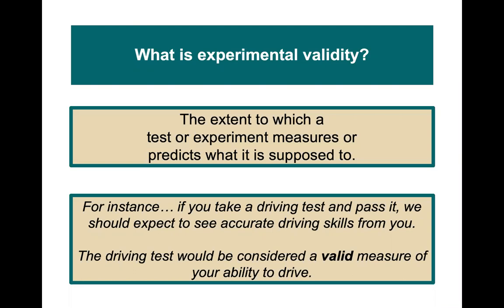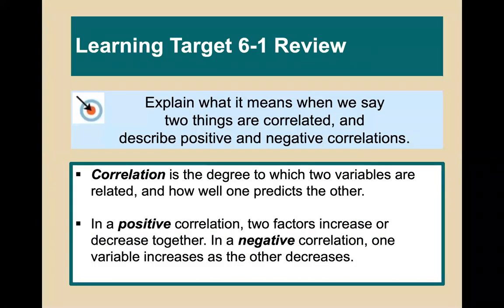So let's do a quick review of our learning targets from the beginning of this module. Explain what it means when we say two things are correlated, and describe positive and negative correlations. Correlation is the degree to which two variables are related and how well one predicts the other. It does not imply causation. In a positive correlation, two factors increase or decrease together. As one goes up, the other goes up. In a negative correlation, one variable increases as the other decreases.